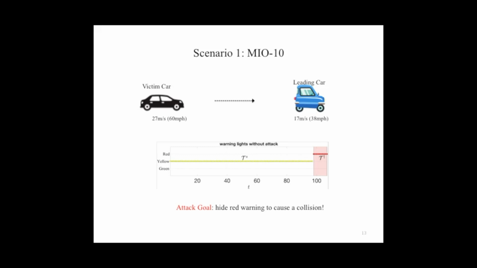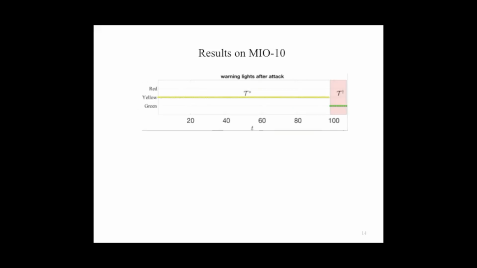Here's what happened after the attack. As you can see, the warning lights in the targeting interval are changed to green. Therefore, the attack is successful and will lead to car collisions. Furthermore, note that even if the attack starts early from step 1, it does not change the warning lights before the targeting interval. That means our sequential attack is stealthy.